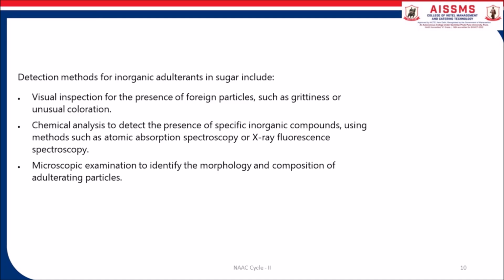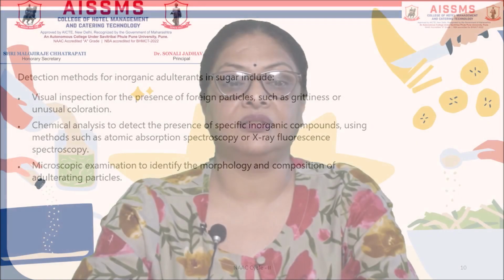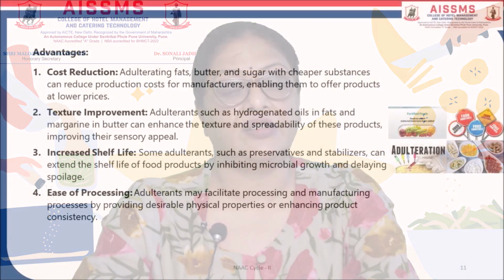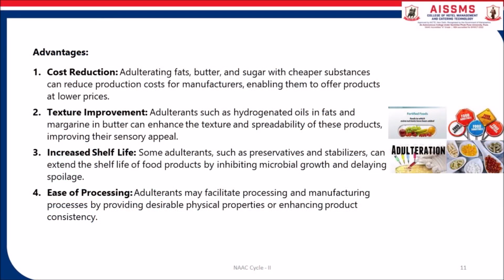Regulatory agencies enforce strict quality standards and labeling requirements to prevent adulteration of sugar with inorganic substances. Quality control measures, including regular inspections and testing of sugar samples, are essential for ensuring safety and purity of sugar products in the market. Before going further, let us understand some of the advantages and disadvantages of common food adulterants. Let us see the advantages first.